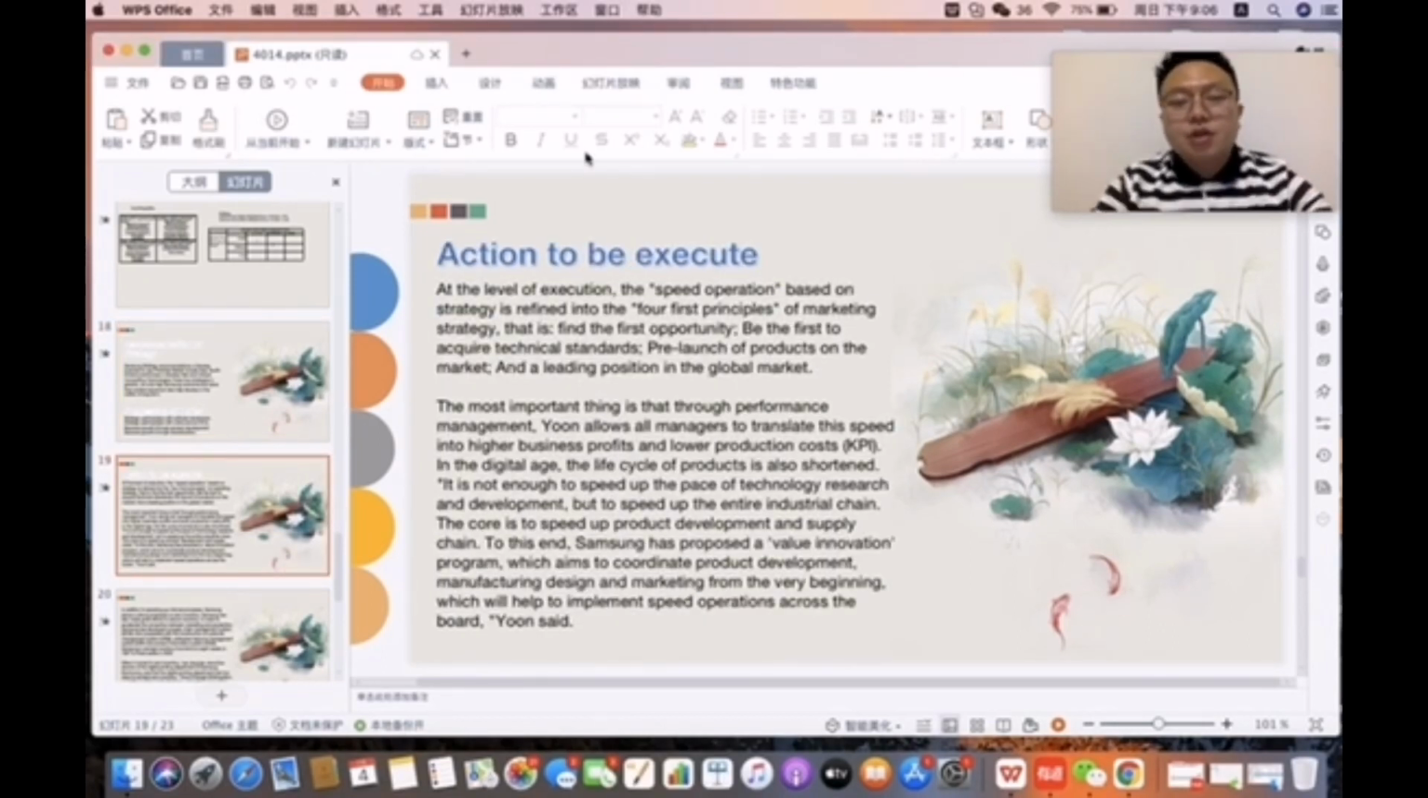At the level of execution, Samsung's operation based on the strategy is reformed into the first pick place of the marketing strategy, that is, operation being the first to set accurate training standards, parallel launching of the product on the market, and leading position in the global market. The most important thing is that through performance management, the life cycle of the product is also shortened and the development speeds up. To this end, Samsung has proposed an international program which aims to coordinate product development, manufacturing and marketing from the very beginning, which will help to implement Samsung's operation across the brand usage.